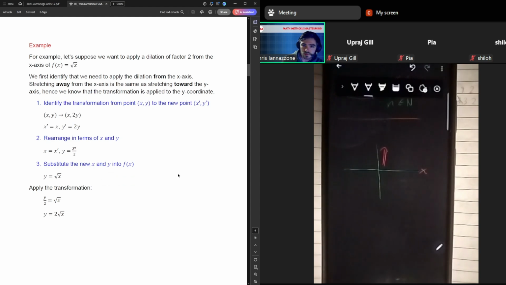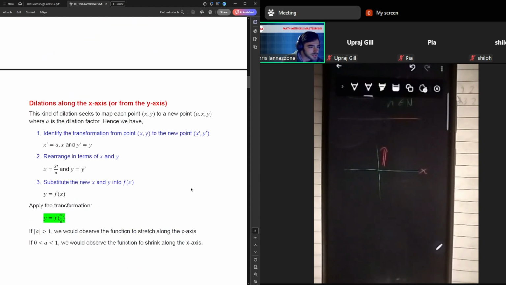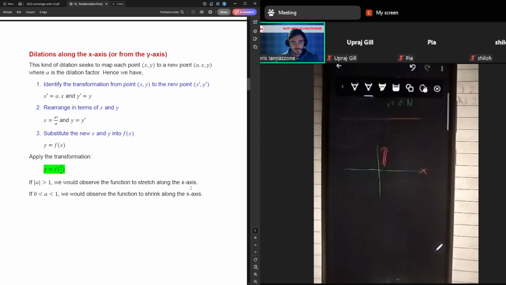If anyone wants me to dive into that in more detail, let me know. Otherwise, we'll continue to move on. Similar thing here. Dilation, this time, is in the x direction. So either along the x or from the y. As you might expect, now we're just multiplying the x instead of the y.